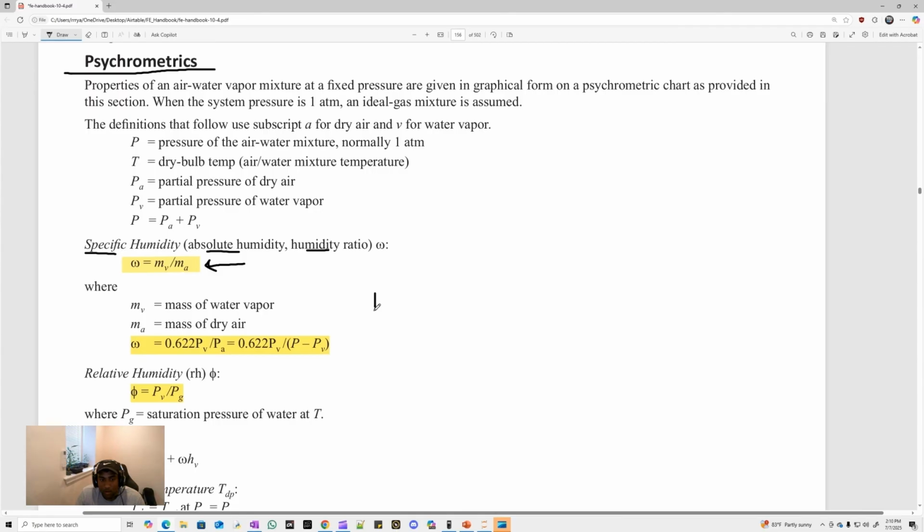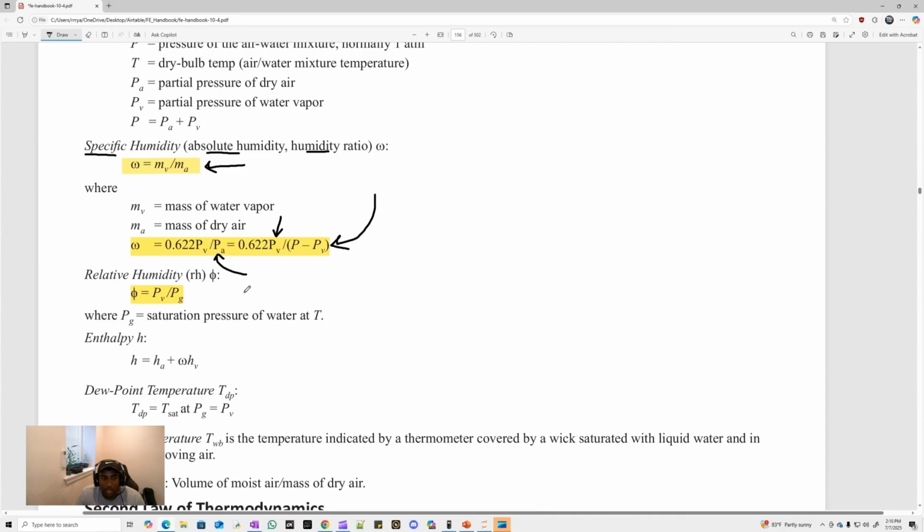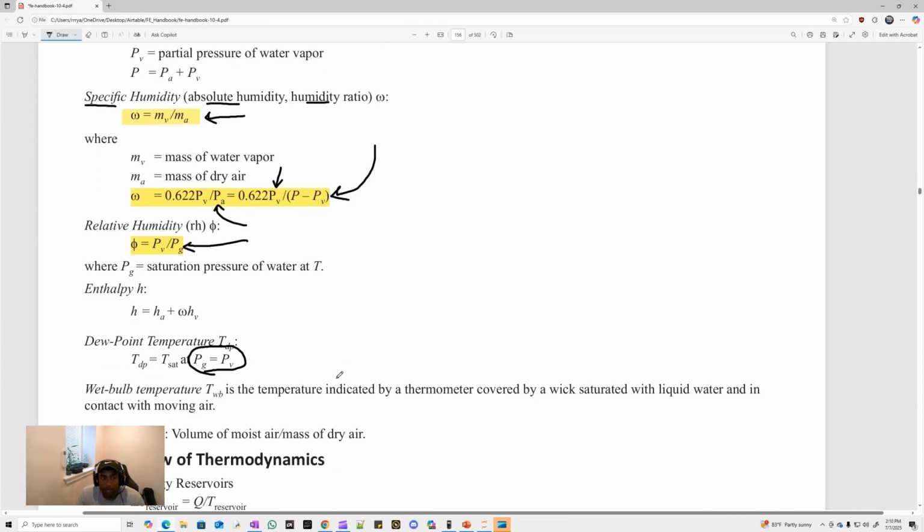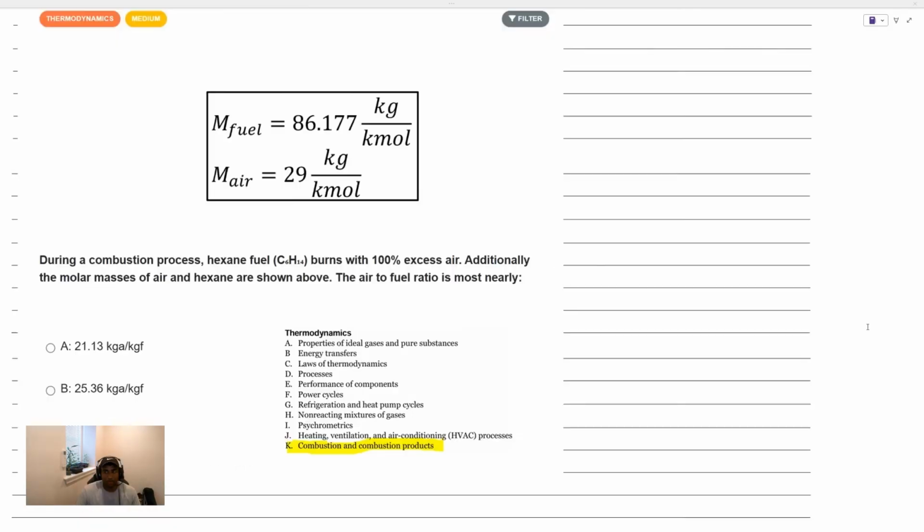You can see that alternate form of omega, which is just a function of the partial pressure of the water vapor, or alternatively, this kind of ratio between the water vapor and dry air partial pressures. And you can see the relative humidity definition and what PG is. Okay, let's go ahead and move on to the next problem.